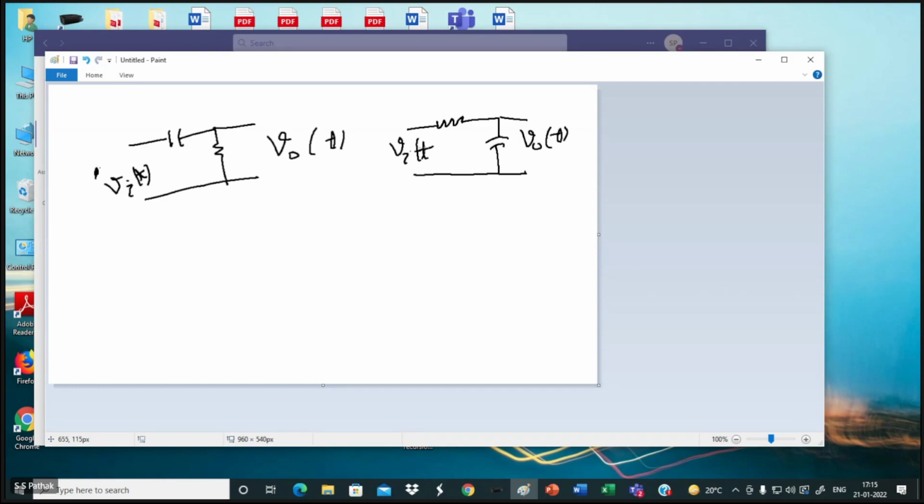The sinusoidal case, Professor Gupta has explained in a very detailed manner, so I am not going into that. VI t is some sine wave, V naught t will also be a sine wave, but it will be constrained according to the frequencies. In both the cases, one becomes high pass, one becomes low pass. So the first one he explained was the sinusoidal input.